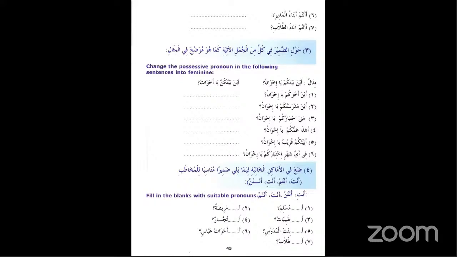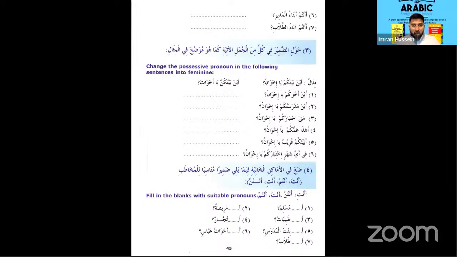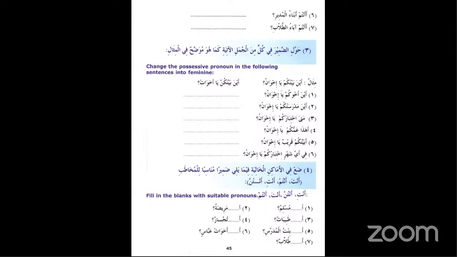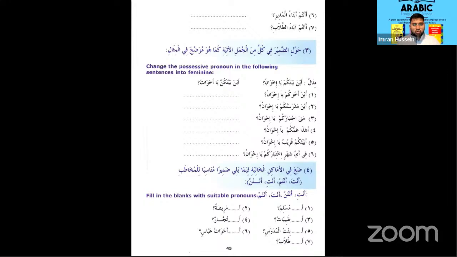So it's number 1. Aina akhukum ya ikhwanu. So the answer to that was to change it to feminine. So it would be Aina akhawatukunna ya akhawati. Is that correct? Aina akhawatukunna ya akhawatu, correct? So it wouldn't be Aina ukhtukunna, right, Sheikh? Because we're talking, it's going to change the possessive pronoun in the following sentences into feminine.